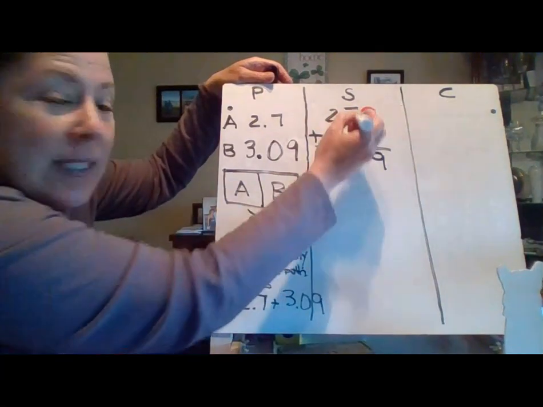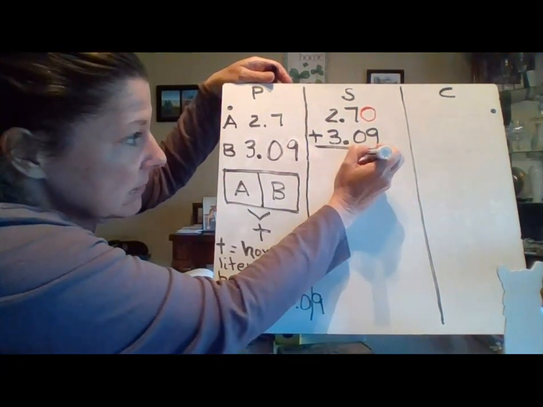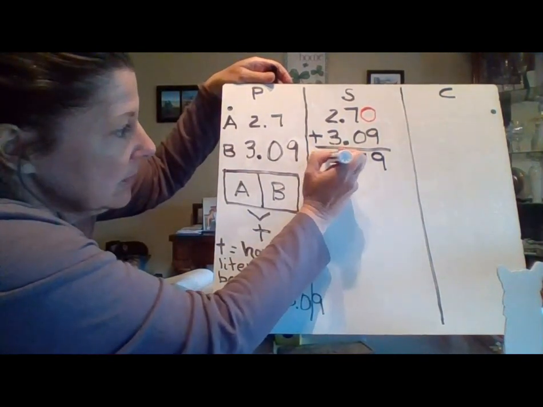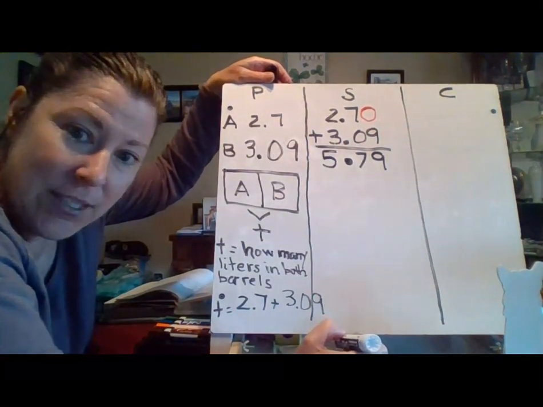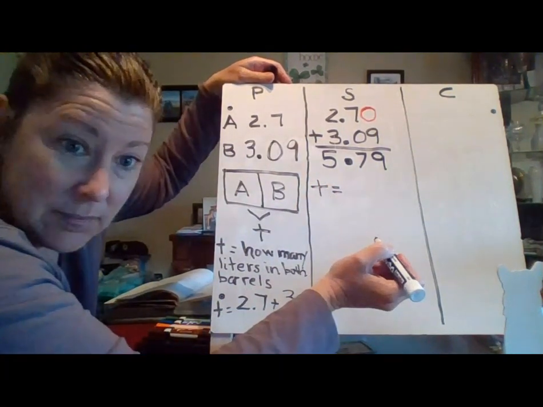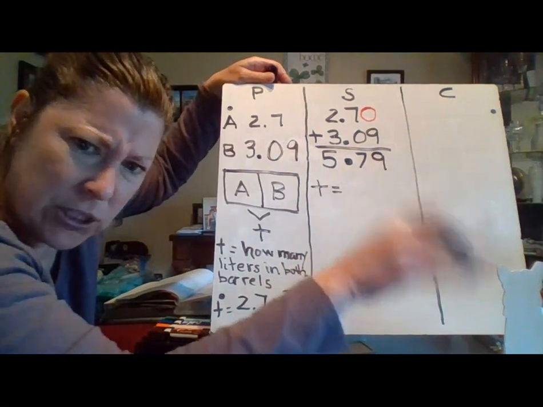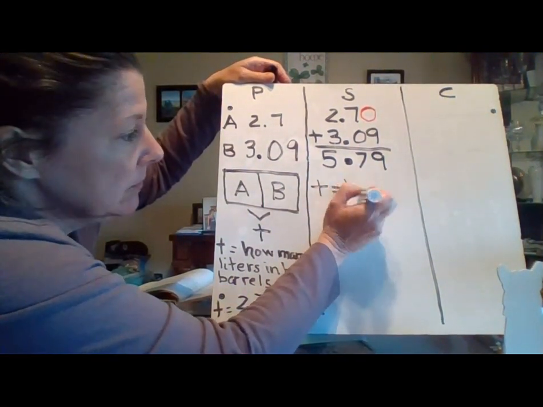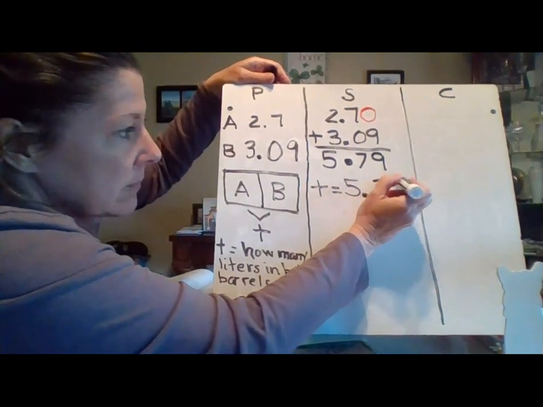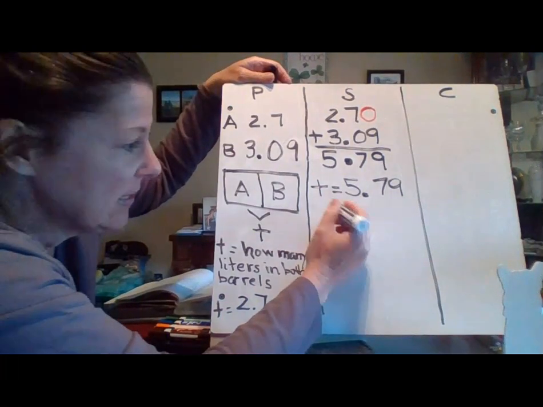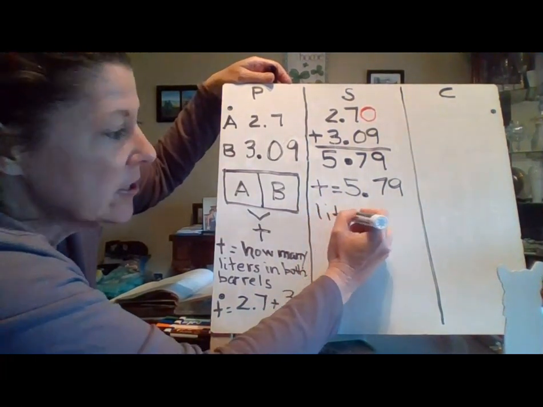0 + 9 = 9. 7 + 0 = 7. And 2 + 3 = 5. So that was easy. Wish I had my button. That was easy. So T is equal to 5 and 79 hundredths liters.